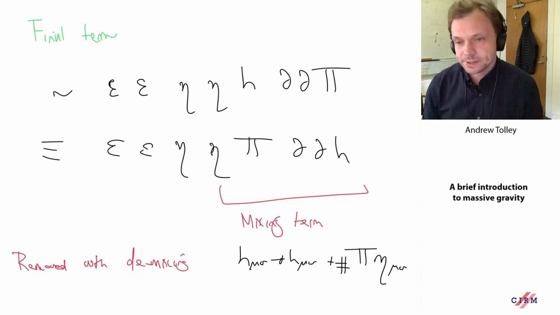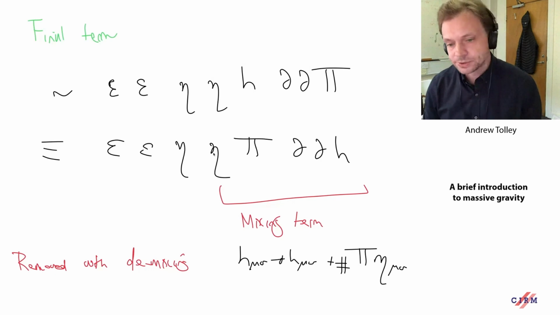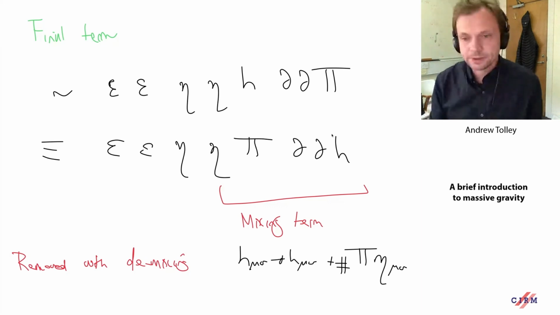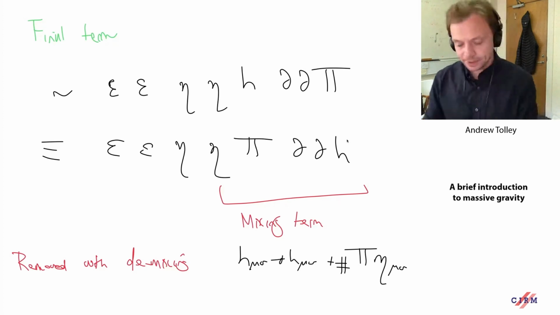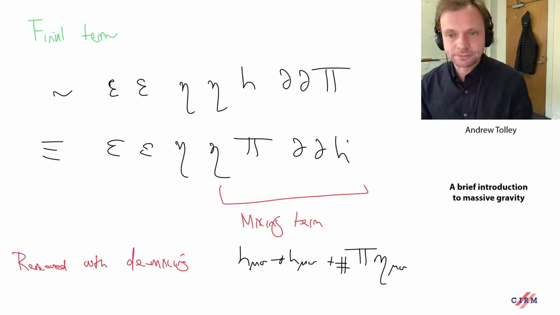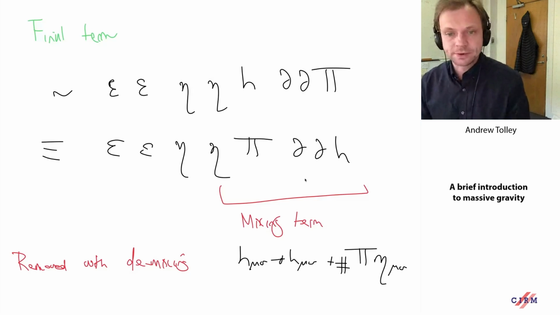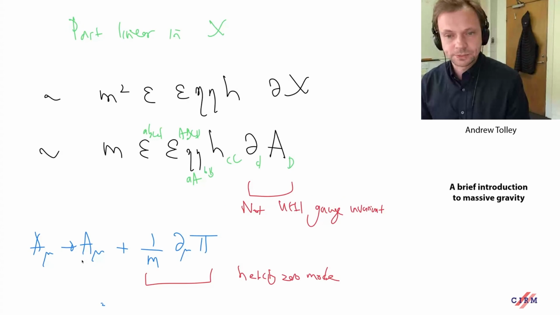This mixing term can actually be removed by a so-called demixing transformation, where I shift h mu nu by pi times eta mu nu to get rid of that. After that, you generate something that goes like pi d d pi, and it generates a kinetic term for pi, and you recognize pi as just the helicity 0 mode in the problem. I won't actually do that step because I don't need to, but the key point is that pi is the helicity 0 mode, A mu is the helicity 1 mode, and h is the helicity 2 mode.